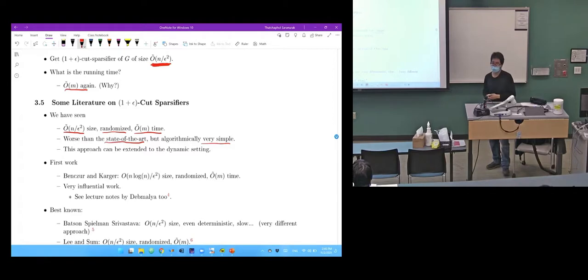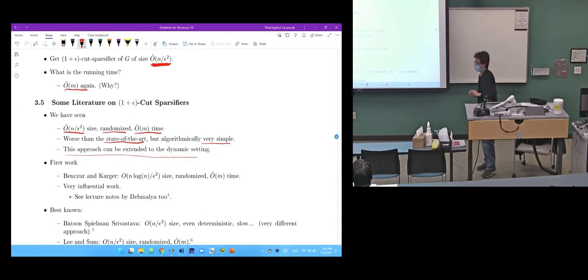Once you have expander decomposition, the expander decomposition is not so simple, but once you have that, you really just sparsify on each expander, and that's simple. And because of this simplicity, this approach can be extended to the dynamic setting.